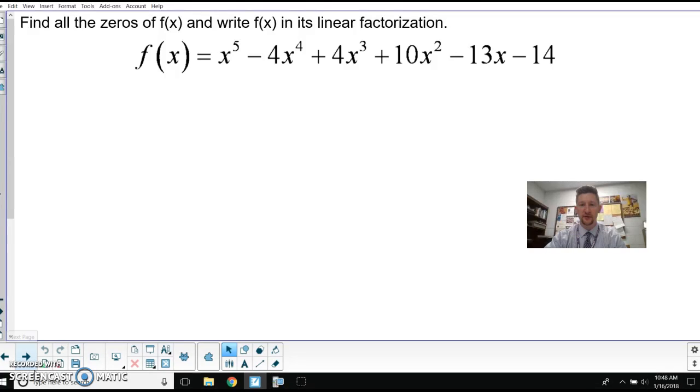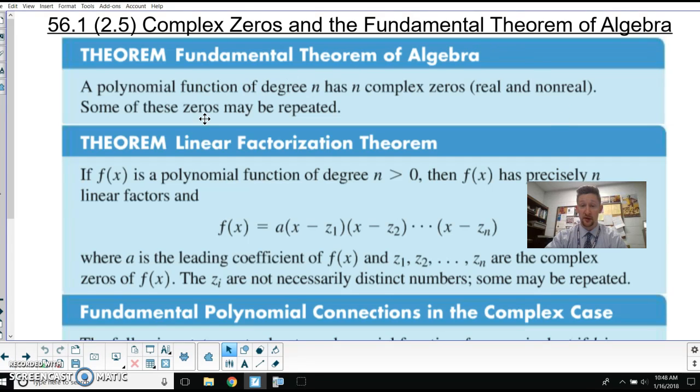All right, pre-calc students, in this video we're going to go through the same example we did in class, but this is finding all the zeros of a polynomial function and writing that polynomial function in linear factorization. So, according to the fundamental theorem of algebra, which is in your notes prior to this example, a polynomial function of n degree has n complex zeros, real and non-real, and some of these zeros might be repeated.